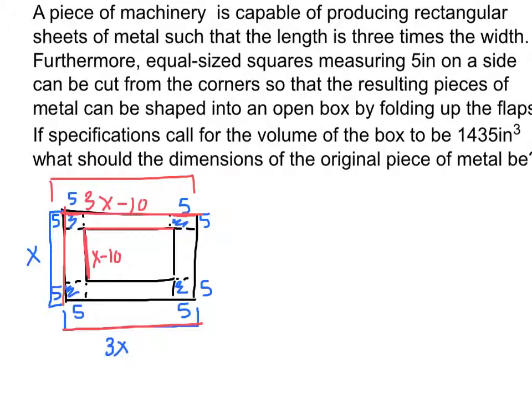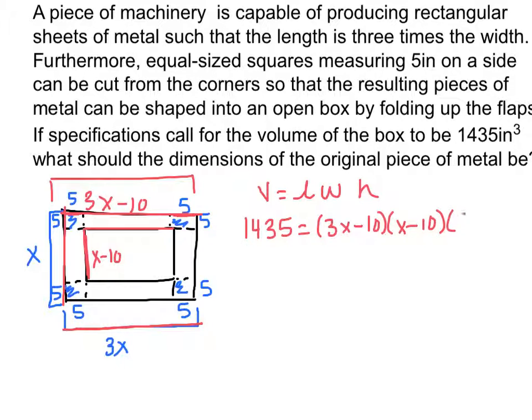So let me help you. Volume is length times width times height. Well, I know the volume of this piece is 1,435. The length is 3x minus 10. The width is x minus 10. And the height is 5. So really truly from here, my goal is to solve this.